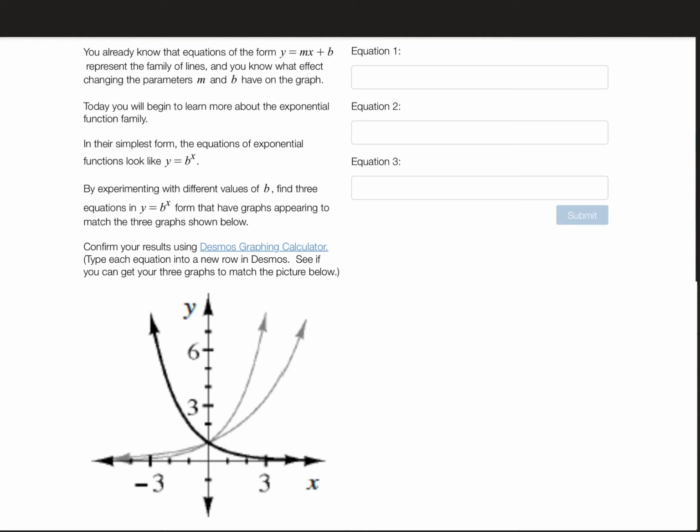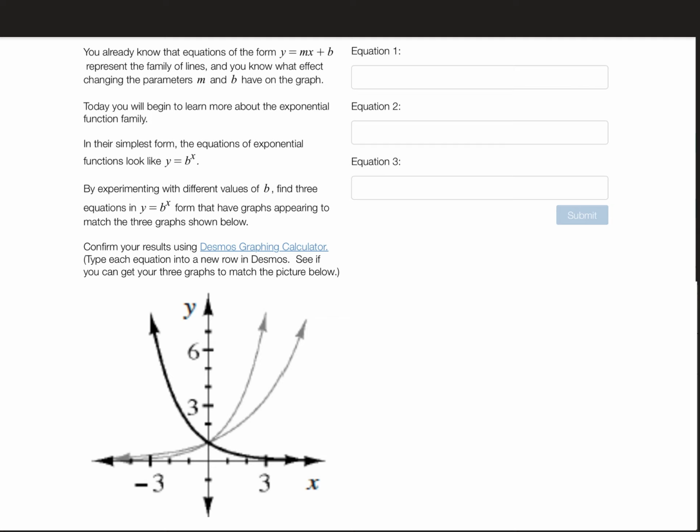All right. We know from experience that y equals mx plus b is going to give us a linear equation. We also know that changing m and b will change specific characteristics of that line. Today we're going to focus more on the exponential family.